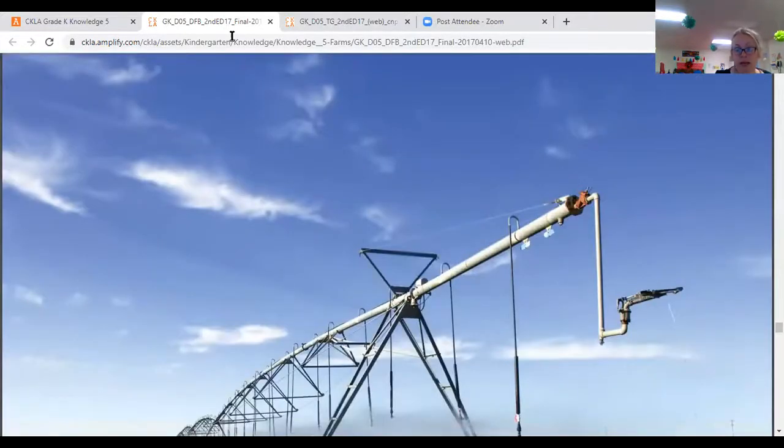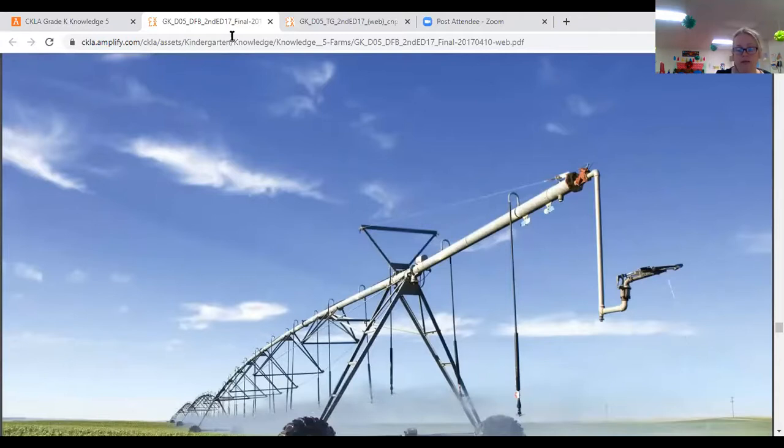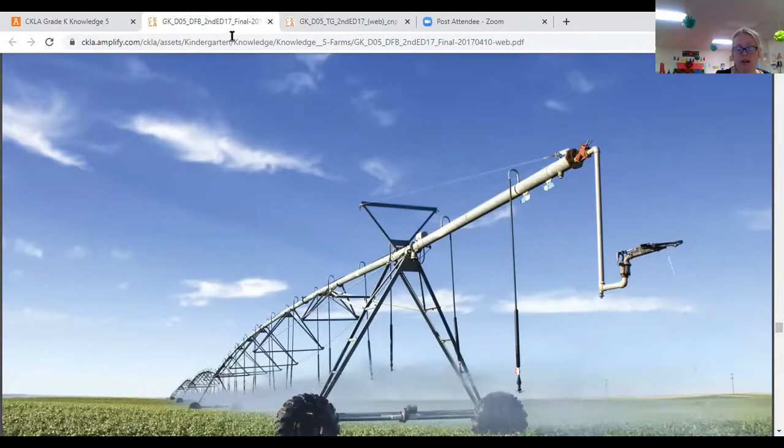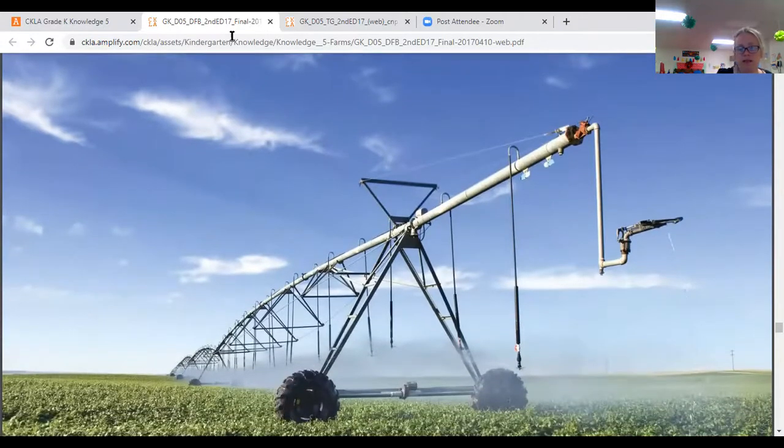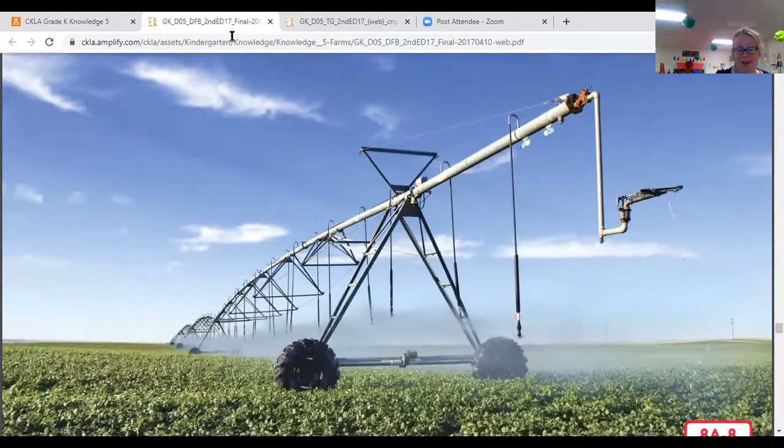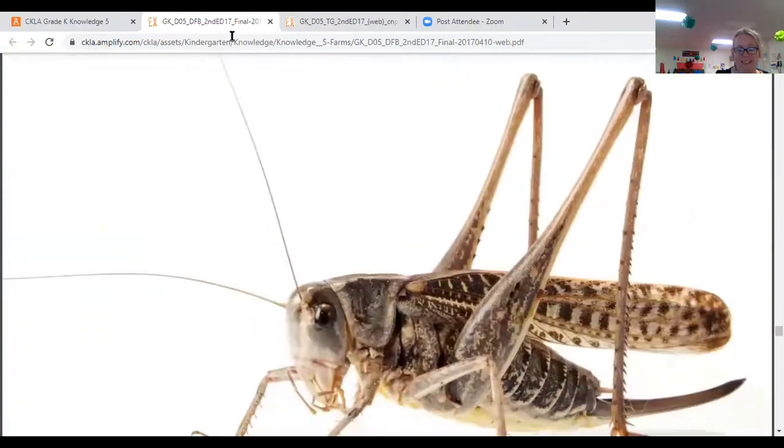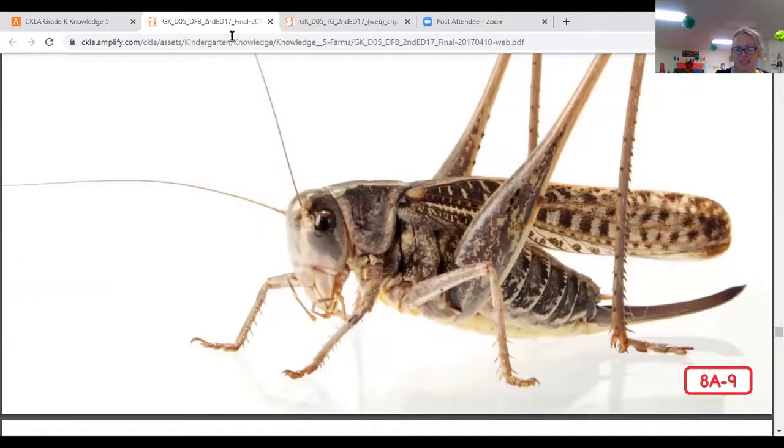One of the things that can help in case of a drought or just in general is the irrigation system. And this is a way that the farmers use to get water to the plants. Wow, that looks amazing. Does anybody know what this is? I don't like him. It's called a locust.